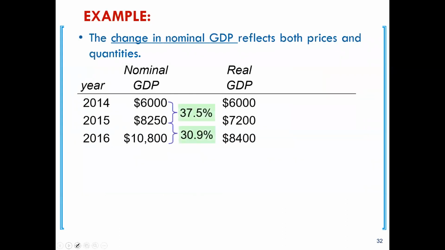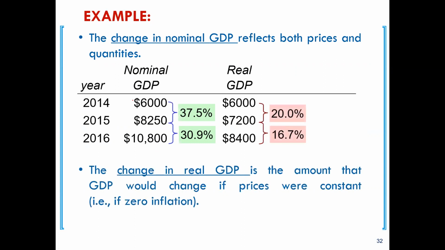So let's look at comparing the percentage increases we computed earlier on. As you can see, between 2014 and 2015, nominal GDP increased by 37.5%, while real GDP increased by 20%. And between 2015 and 2016, nominal GDP increased by 30.9%, and real GDP increased by 16.7%.